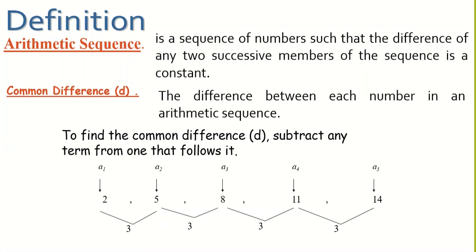To find the common difference, you simply subtract any term from the one that follows it. So for example, you subtract 2 from 5. So that is 5 minus 2, and that is 3. Subtract 5 from 8. So 8 minus 5 is 3. Subtract 8 from 11. So that's 11 minus 8 is 3, and so on. So with that, we know that the next term here is 17, correct?